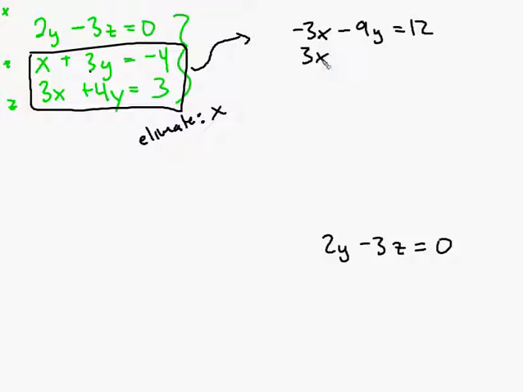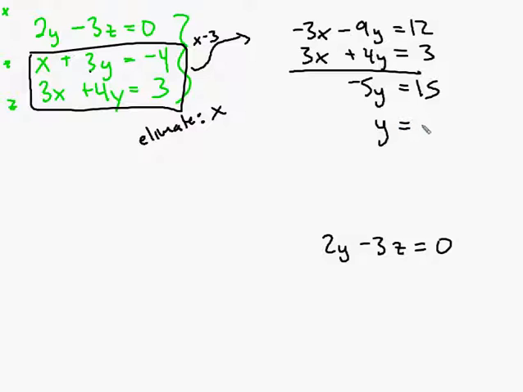So I'm just going to do that right away. I might write here, like times -3, so I know what I did. The other one I don't need to do anything to. And now when we add down, we eliminate the x. Now I divide by -5, then we get -3. Right?